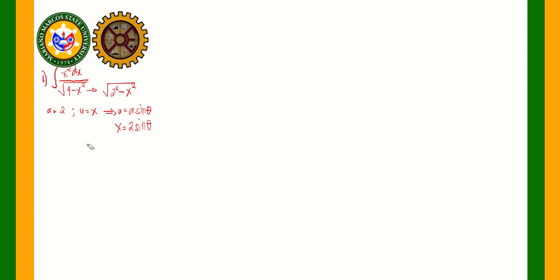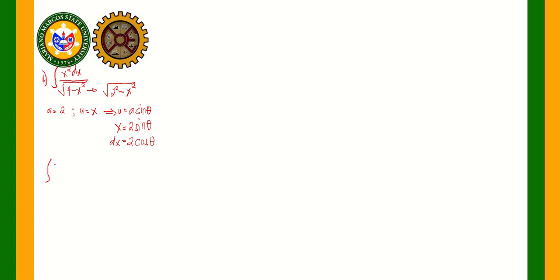Wait lang. Kailangan pa rin natin kunin si dx. Kasi dapat lahat ng variables natin will be in terms of theta. So, our dx will be equal to, derive natin to, this will be 2. Derivative of sine theta is cosine theta.